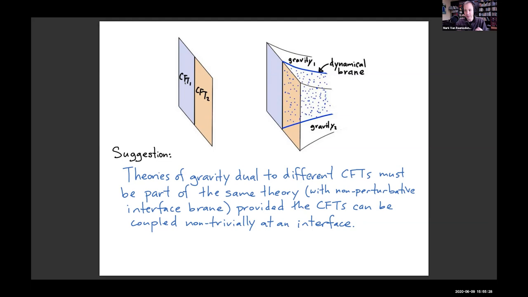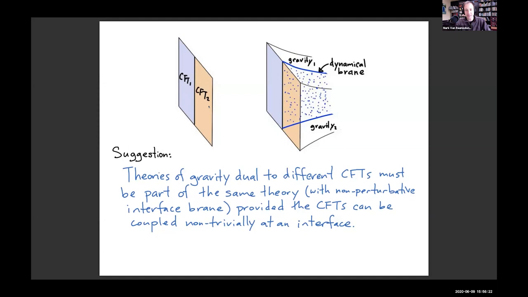And so a suggestion is that suppose I have these two theories of gravity, gravity theory one, which is dual to CFT one, and gravity theory two, which is dual to CFT two. Then I think it's reasonable that as long as I can couple these two physical theories non-trivially at an interface, then those two gravity theories should actually be part of the same theory. Okay. So this sounds very hard, finding some non-perturbative theory of gravity which has these two low energy descriptions as part of it. Whereas this sounds kind of easy, like you take two physical systems and you want to stick them together in such a way. And what I mean by non-trivially is that some energy could pass from one CFT to the other. Okay, so why am I saying this?